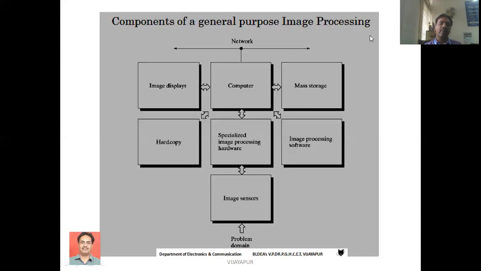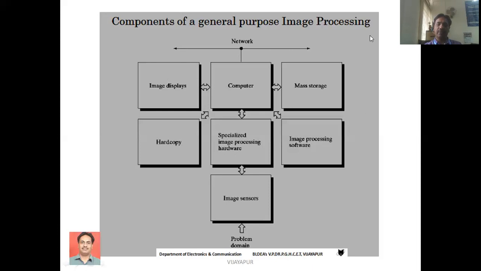Then we may require an image display. Mainly the color monitor can be used as a display device in an image processing system. And we can use printers and even plotters for the purpose of getting a hard copy of the image. To get a hard copy of the image, we require some device, such as laser printers, and we may require a plotter also. Okay.